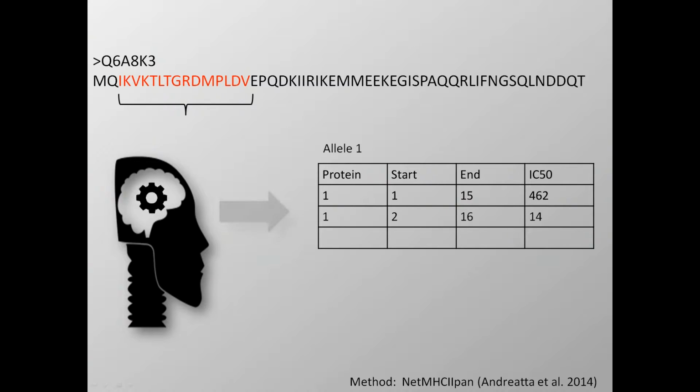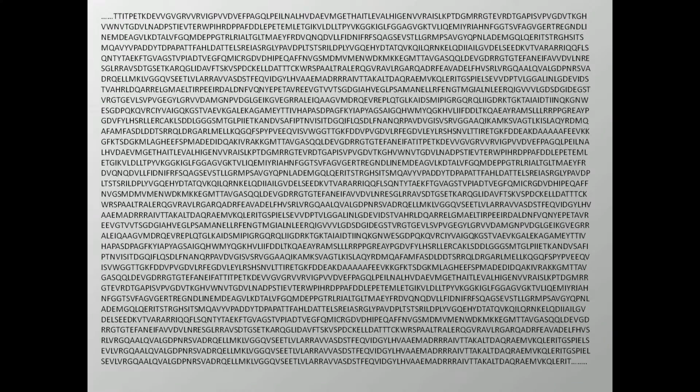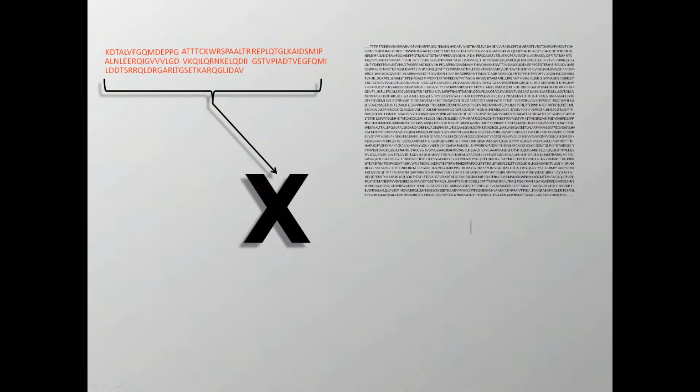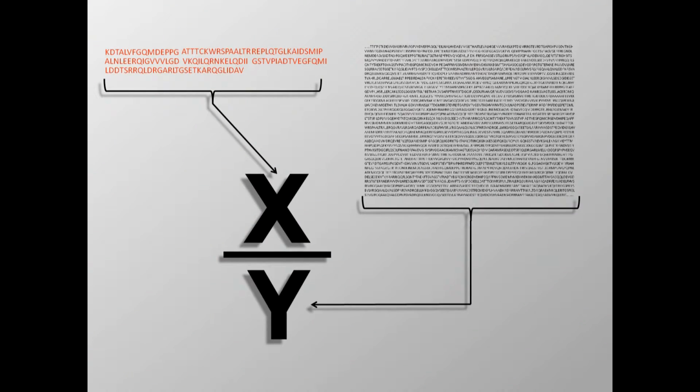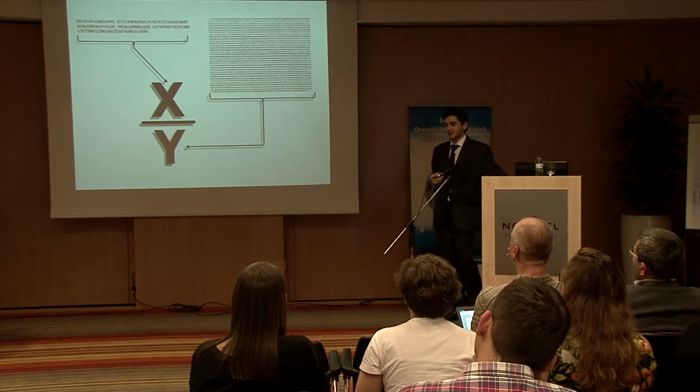The phases with a binding value lower than 20 are accepted as potential epitopes. With this method, we examined 654 HLA2 alleles. Here you can see a part of the full proteome, and the highlighted places are the potential epitopes. If we combine these two data, we get a percentage which is specific to the studied allele, and it means its protein recognition ability.